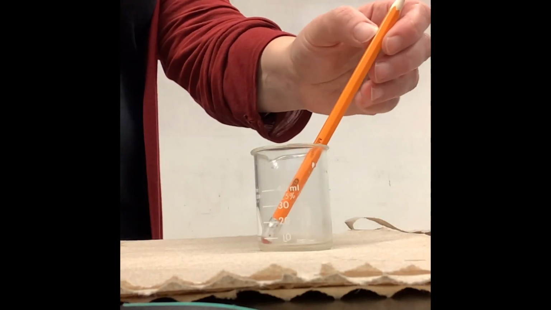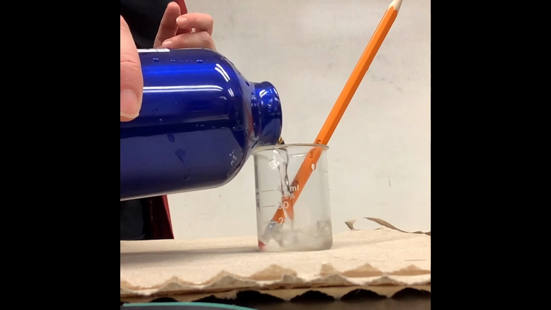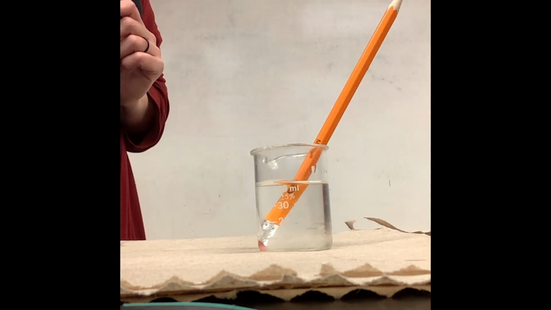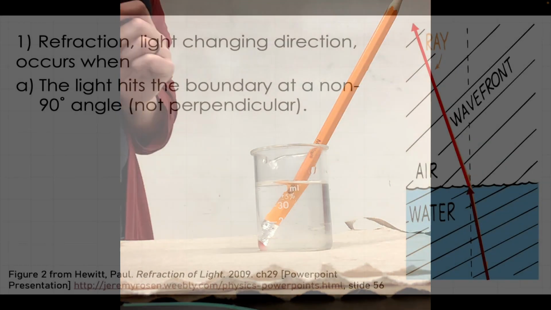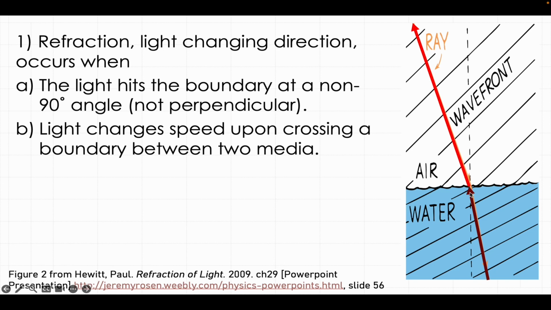So here I have an ordinary pencil and a glass beaker. As I add water to it, you can see the water filling up the beaker, and somehow this changes the overall appearance of the pencil. If it hit along this dotted line, there would be no refraction. In addition, light needs to change speed when it crosses a boundary.